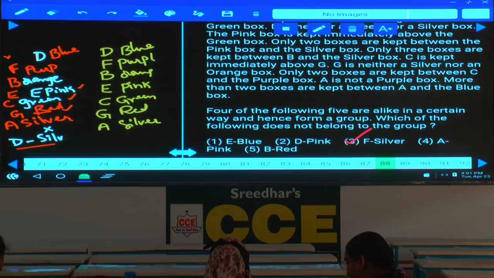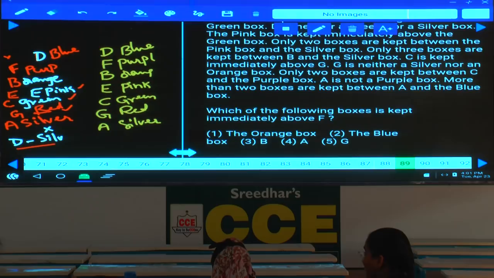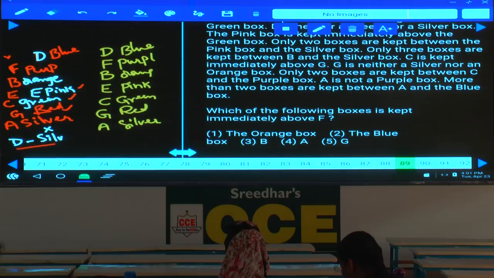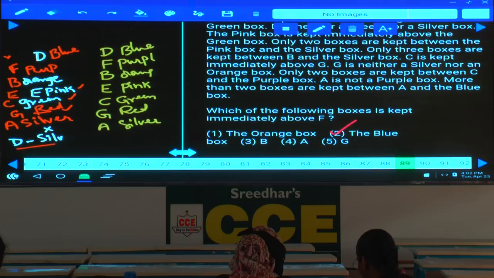Then question number 89. Which of the following boxes is kept immediately above F? Immediately above F is D, blue color, that is choice 2. Now this is about question numbers 85 to 89. Done with this? Then 90 to 92. Let's first write down this arrangement. Then let us discuss these question numbers 90 to 92.